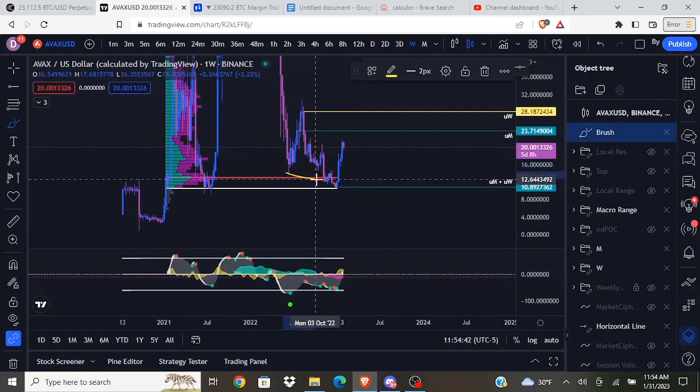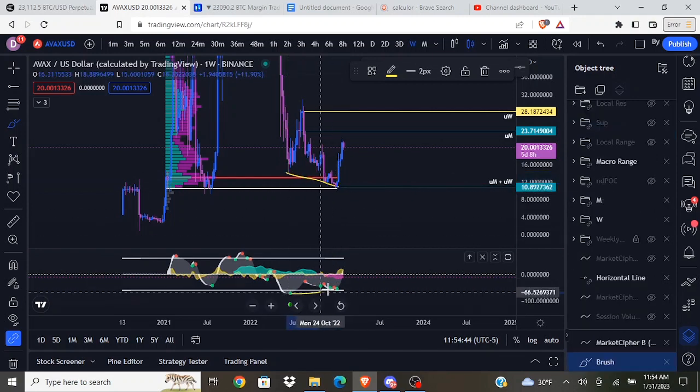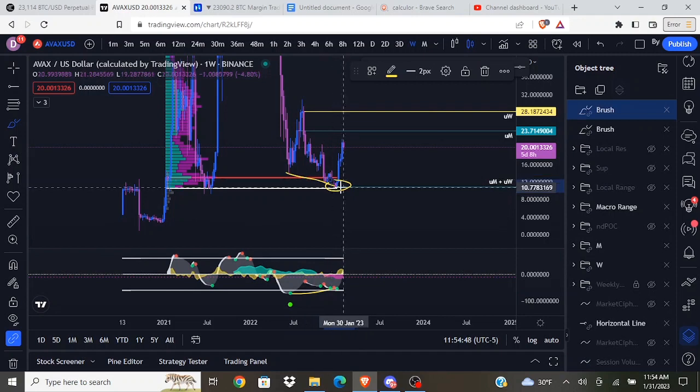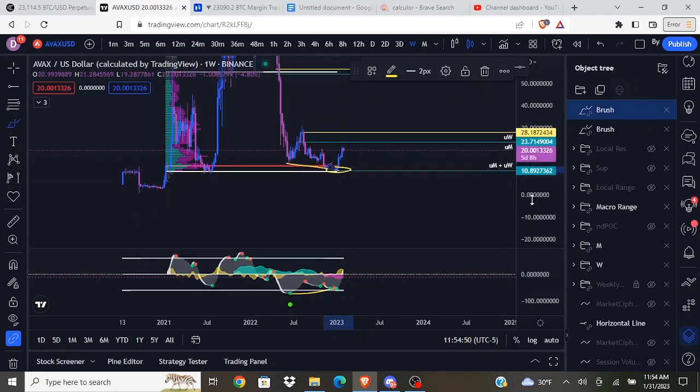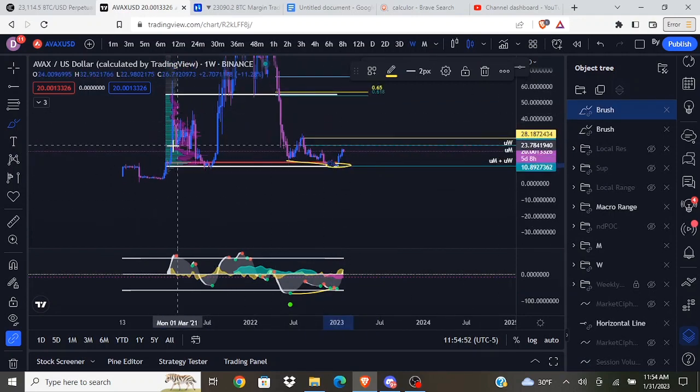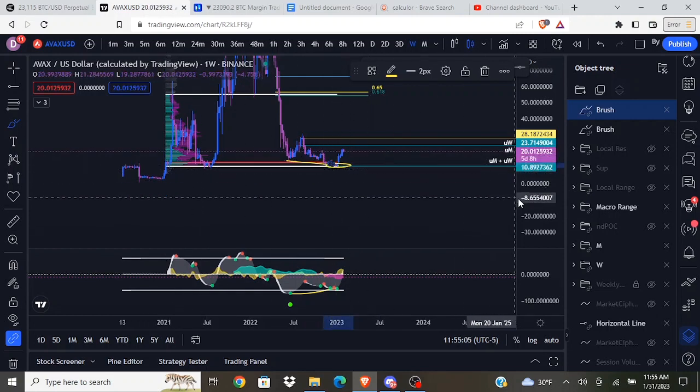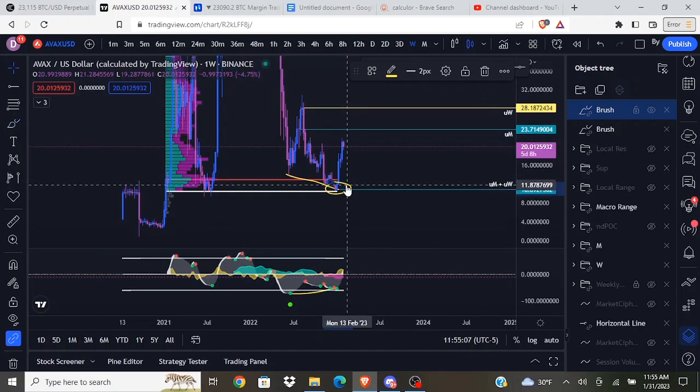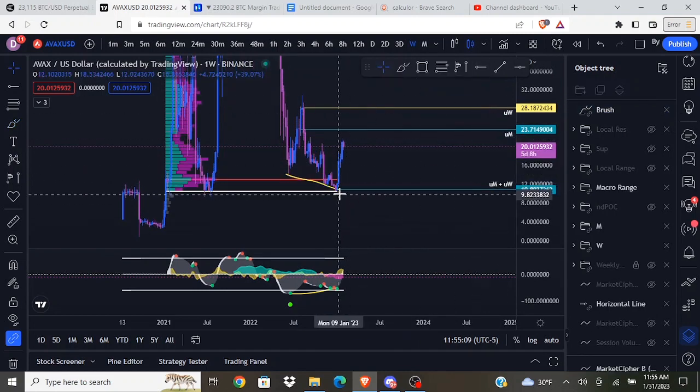So recently we did get this weekly bullish divergence for AVAX at a very key level at the macro value area low. If you basically take a fixed range from the beginning of 2021 to present day, we got a bounce right from the value area low there. We also had a weekly level there from back here.